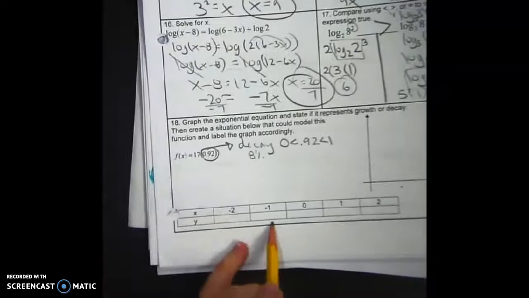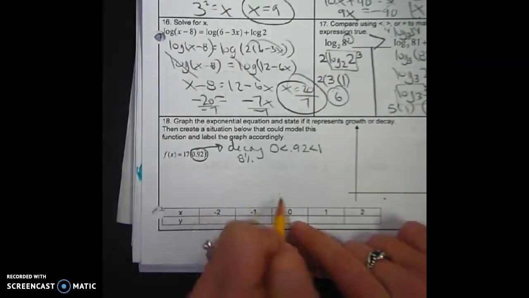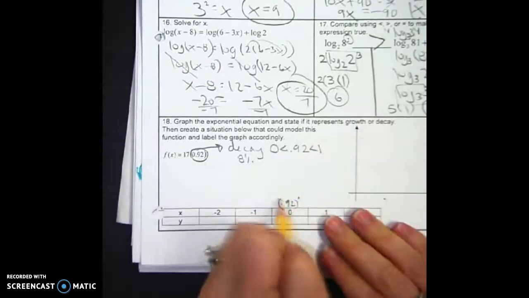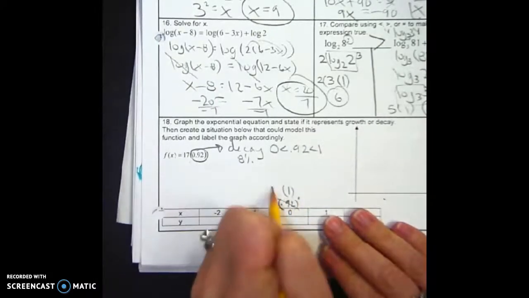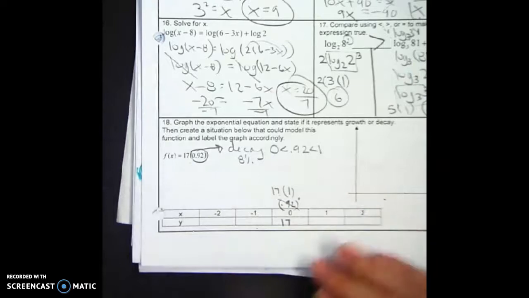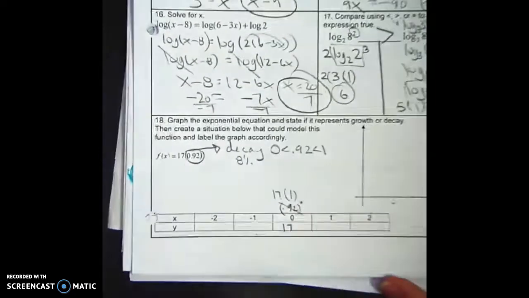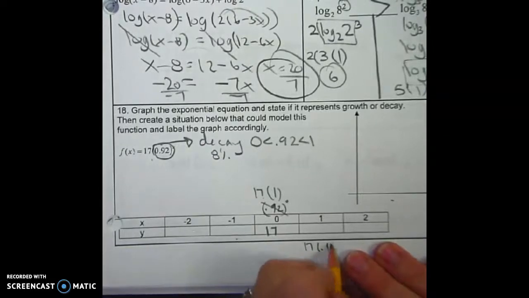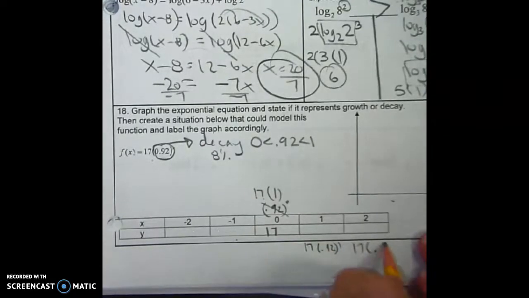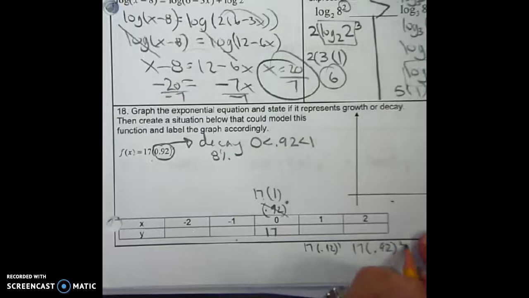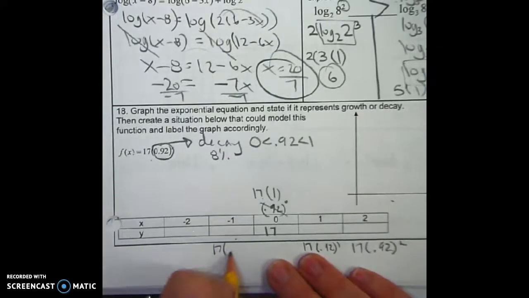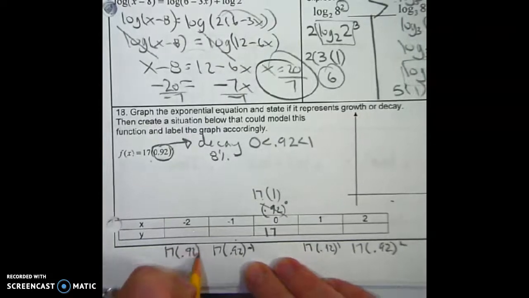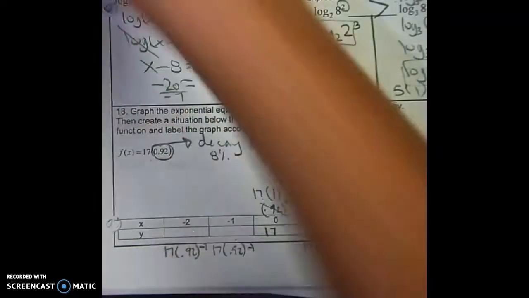Okay, so we've got to fill out the table. I know that anything to the 0 power is 1 times 17 is 17. Okay? But the rest of them, I don't know. So I'm going to go 17 times 0.92 to the 1, 17 times 0.92 squared, 17 times 0.92 to the negative 1, and 17 times 0.92 to the negative 2. Okay? So I'm going to pick up my calculator.